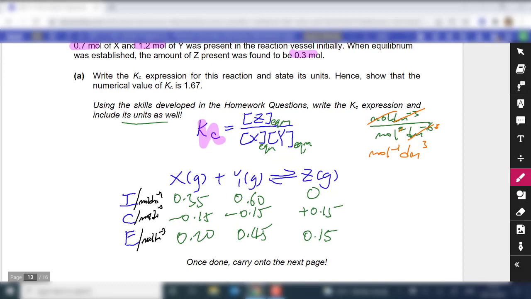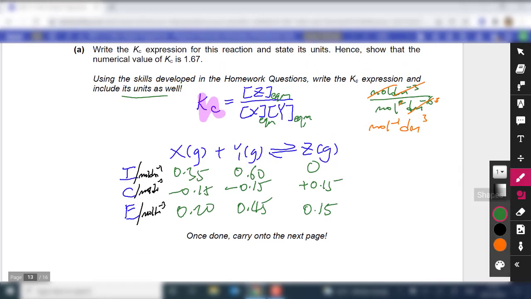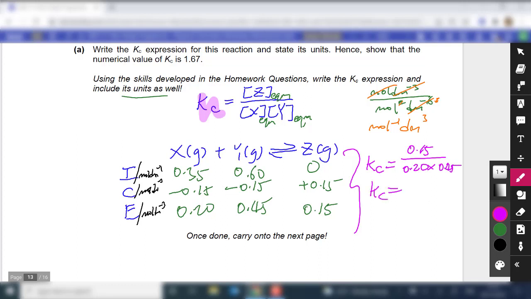0.45. Okay, then from here, if you just carry on doing, your Kc would then be equilibrium concentration of Z, so that will be 0.15, divided by the equilibrium concentration of X, that will be 0.20, multiplied by the equilibrium concentration of Y, that will be 0.45. Okay, then when we punch our calculators, we should get 1.67 moles to the power minus 1 dm cube.